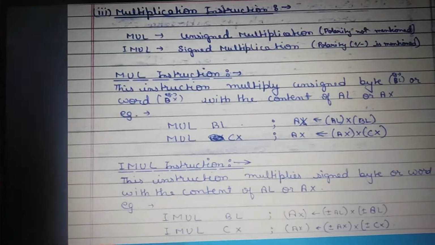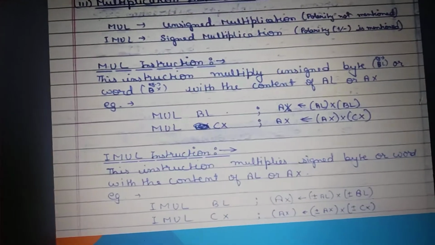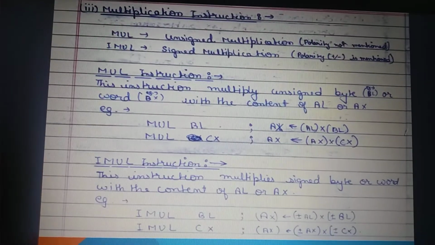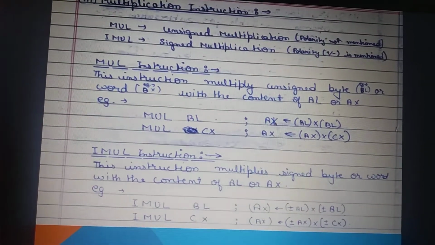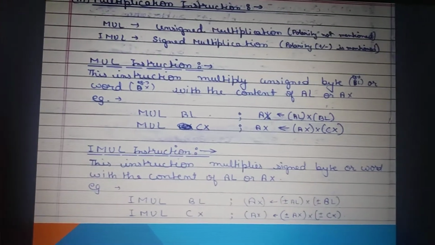Always accumulator and result will be stored in the accumulator. Note that in multiplication instruction, one of the operand is always accumulator and result will be stored in the accumulator. So if we execute MUL BL instruction, what will happen?